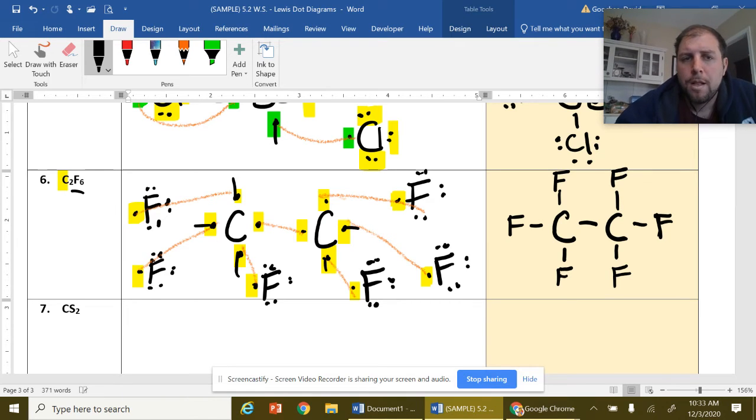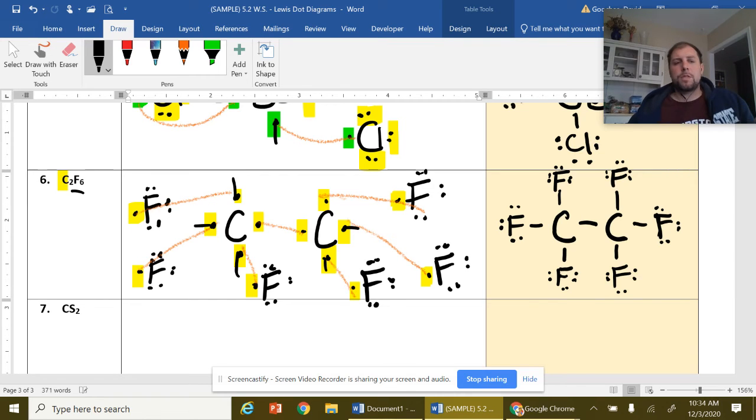Okay? Lastly, and I don't think you're doing this on your worksheet, but I have to respect the fact that each of these fluorines has 3 pairs of electrons around it as well. So I got to write those in. 1, 2, 3, 4, 5, 6. There we go. That is the Lewis dot structure for dicarbon hexafluoride.